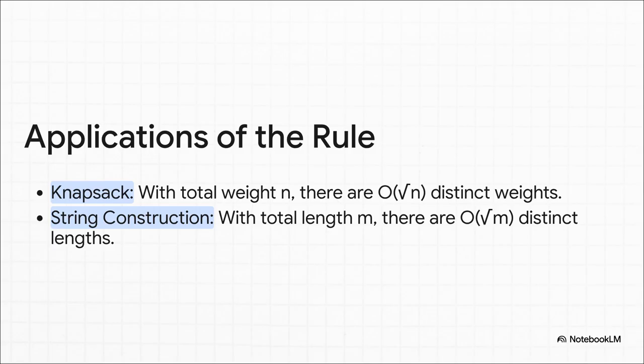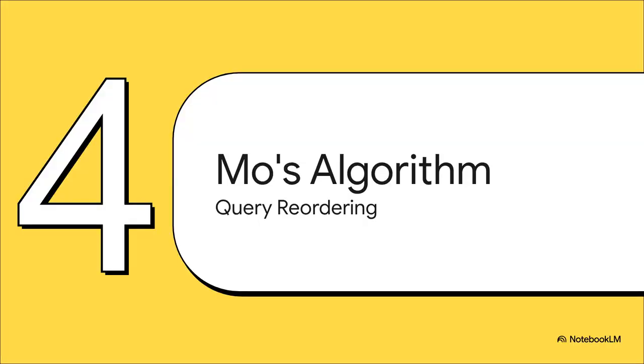This trick lets us improve a standard dynamic programming solution. The exact same logic can apply to strings, where we can group them by length. So this isn't just theory, it's a concrete way to optimize your code. All right, our final major topic is Mo's algorithm. And this is a truly clever technique that applies that block idea we talked about, but not to the data itself, but to the questions we're asking about the data.